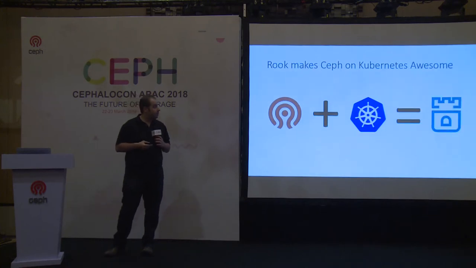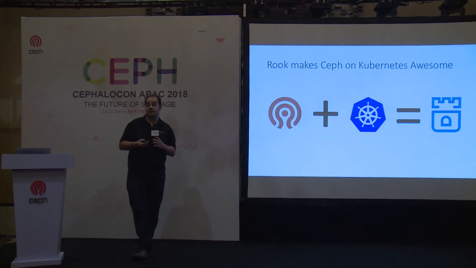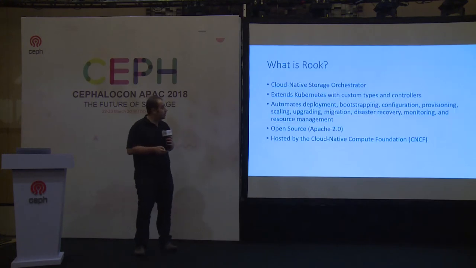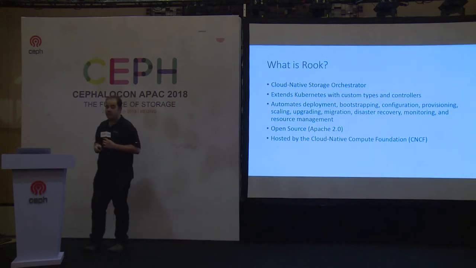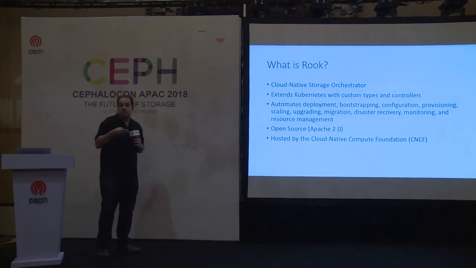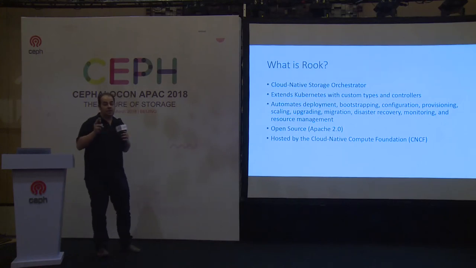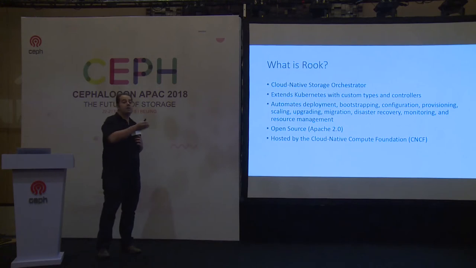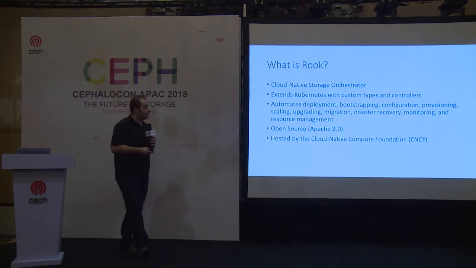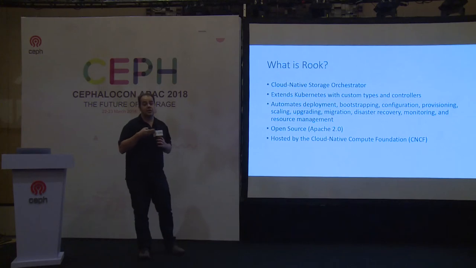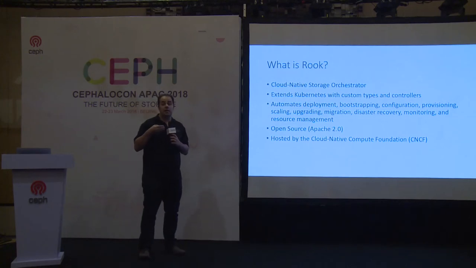Rook essentially makes Ceph awesome on Kubernetes. That's the premise of Rook. So what is Rook? Rook is a cloud-native storage orchestrator. It's not a storage engine itself. It's not software-defined storage. It is an orchestration layer for storage systems. So it extends Kubernetes. It adds new types and controllers that help run storage systems on Kubernetes.